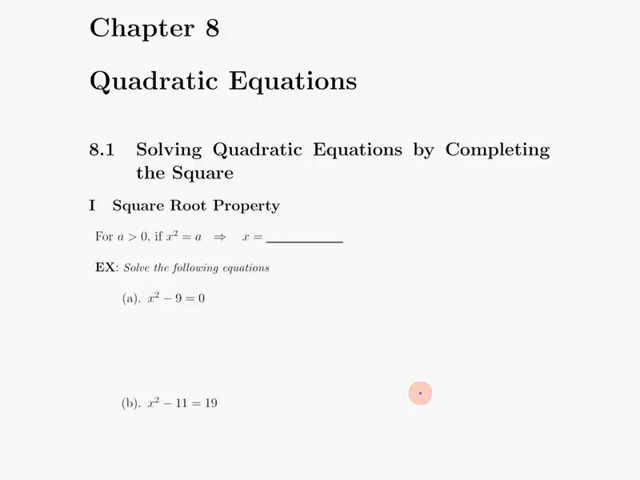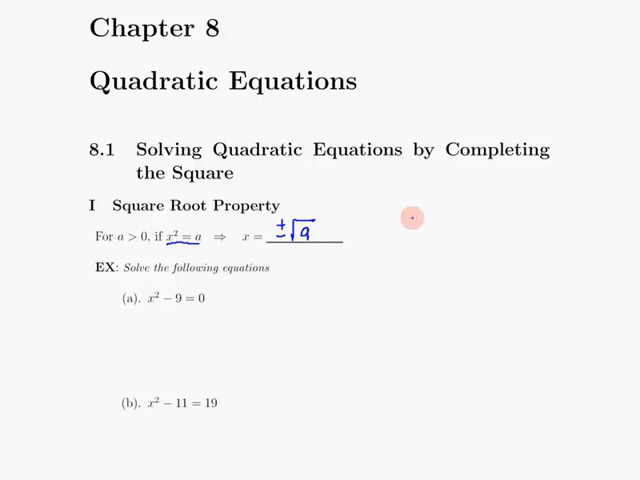We start off by taking a look at something known as the square root property, which says the following. If a is some positive number that is the right-hand side of an equation of this form, x squared is equal to a, then what we can do to solve that is take the square root of both sides. In effect, we have that x is equal to plus or minus the square root of a.